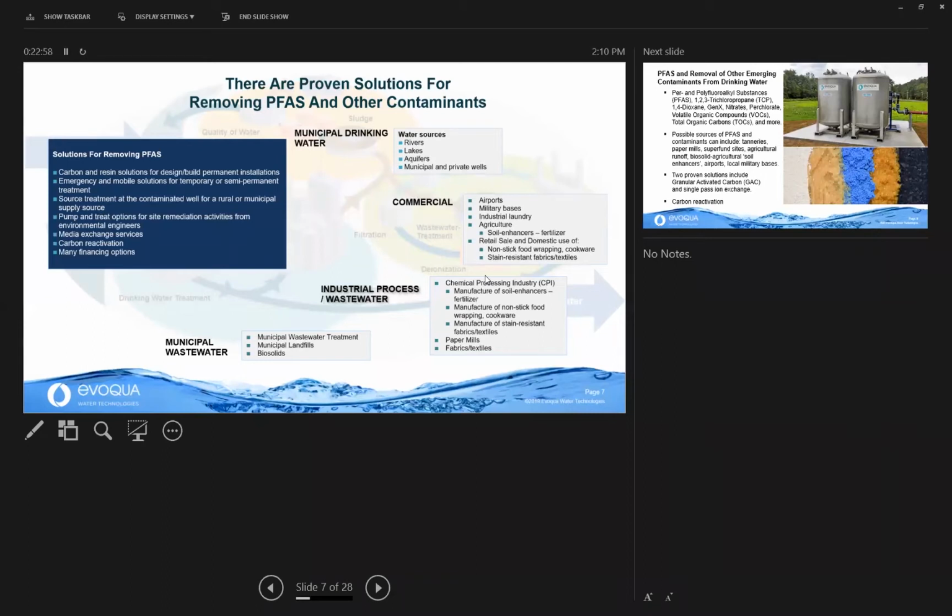Non-stick frying pans. They're used for food lining. Anything that's stain, oil, grease, water, heat resistant traditionally has some type of PFAS compound in there. That's a very, very popular topic now. A lot of municipalities, no matter what the size, are dealing with it. They're seeing it in their drinking water, and they're seeing it, in fact, in their wastewater too, as it leaches in from various sources. Just because you don't happen to have a military base or an industrial production facility in your community doesn't necessarily mean that you're immune from PFAS.